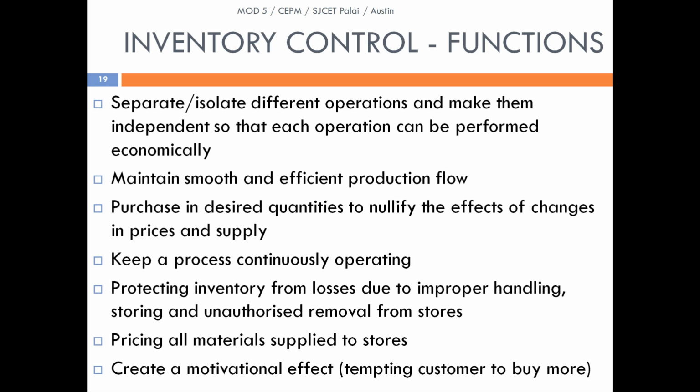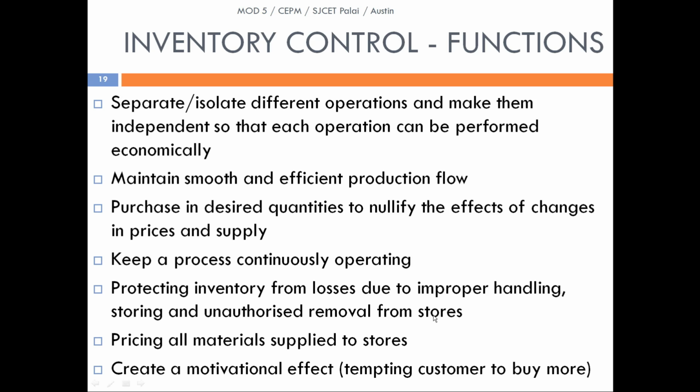First one, separate or isolate different operations and make them independent so that each operation can be performed economically. Maintain smooth and efficient production flow. Purchase in desired quantities to nullify the effects of changes in prices and supply. Keep a process continuously operating. So the second point, maintain a smooth and efficient production flow, and the fourth point, keep a process continuously operating, were the major 2 points which we have discussed in the definition of inventory control, which drive the major functions of inventory control. Next, protecting inventory from losses due to improper handling, storing, and unauthorized removal from stores.